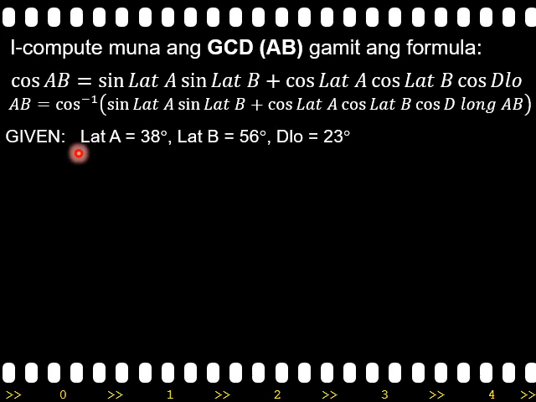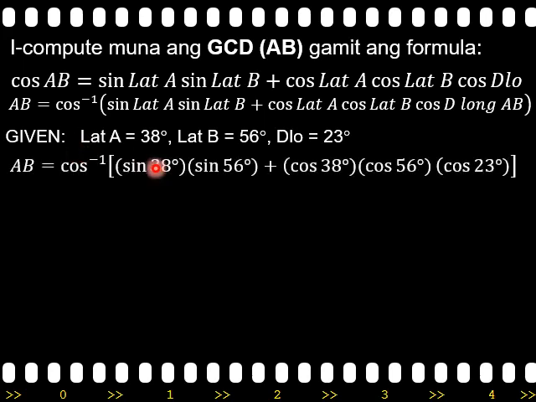So, substitute lang natin itong mga values na to. So, lat A is 38, lat B is 56, DLO is 23. Ayan. So, makikita nyo rito, sinubstitute lang natin siya. So, pag kinompute na natin to, magiging final answer natin for AB is 23 degrees and 39 minutes. Now, remember, hinahanap is GCD. So, the GCD here is equal to AB.